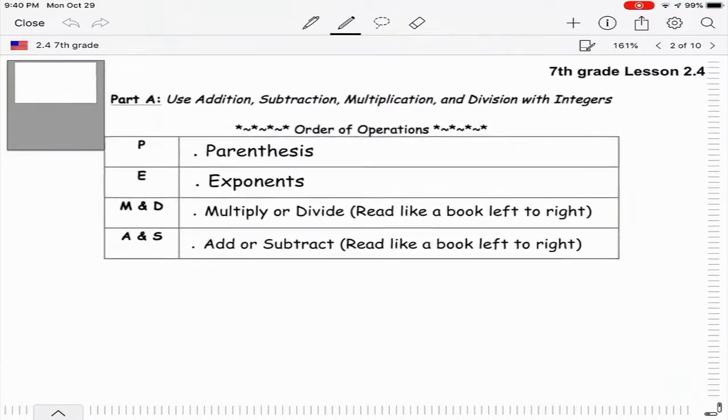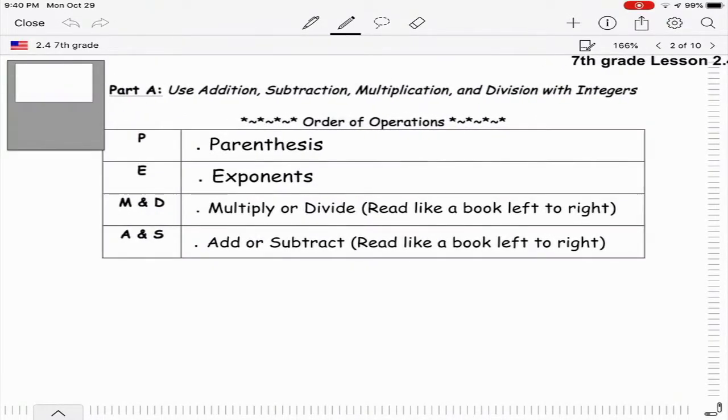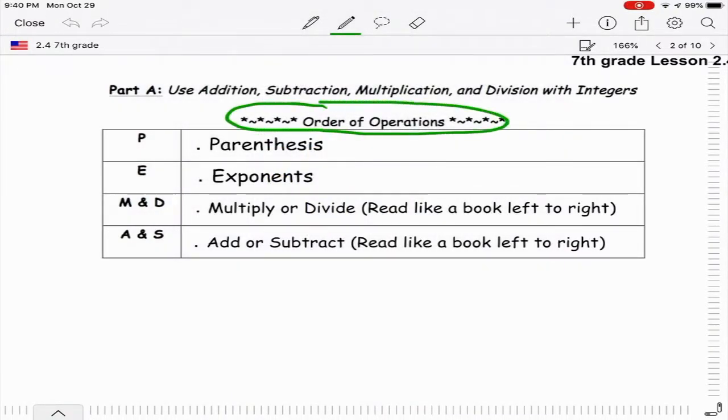So when you have more than one operation, you have to follow an acronym that's called PEMDAS. It's really the order of operations, right? It tells you what order comes first, second, third, and fourth. And I'll go over them right now. So the first level, think of it as levels. The first level is always your parentheses.